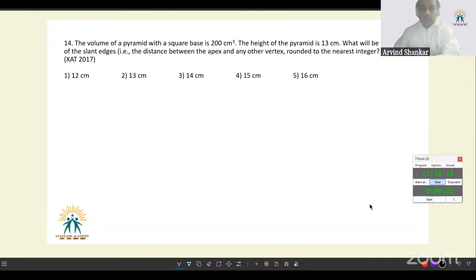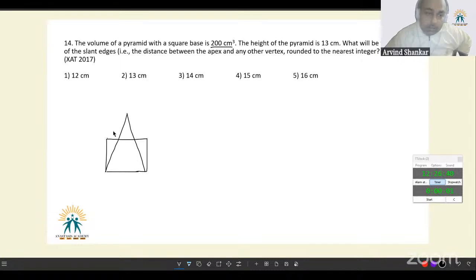Okay, let's look at this. The volume of a pyramid with a square base is 200 centimeter cubic. Now see how a square base pyramid would look like. You have a square at the bottom, and then basically 4 triangles on the 4 sides visible and a square surface at the bottom.